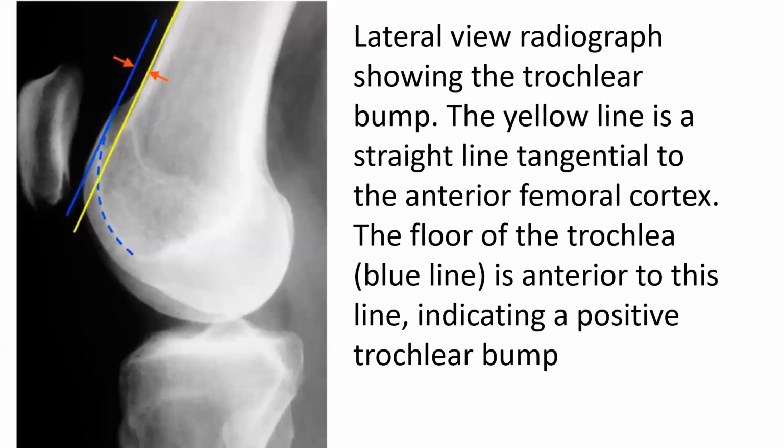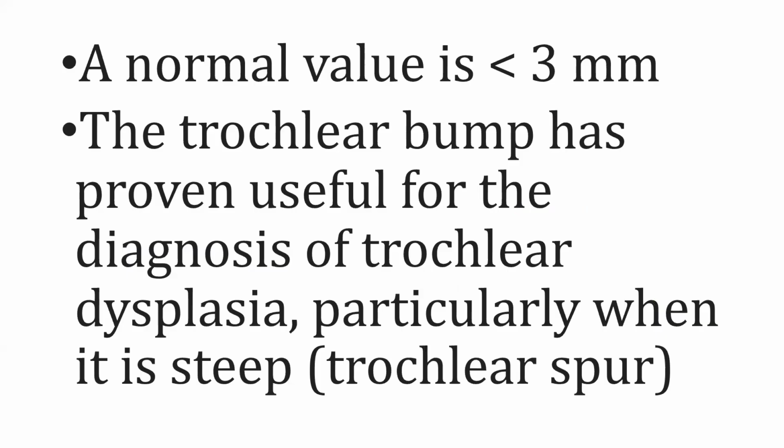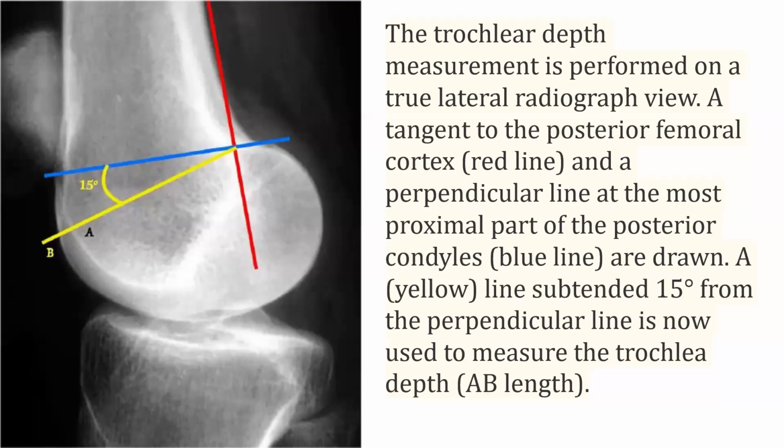So this is the trochlear bump. The trochlear bump is measured by drawing a line anterior to the femur, and a tangent parallel to that line on the bump, and you measure it. If it's greater than 3 millimeters, this is pathologic. If it is less than 3 millimeters, it is not. This is the trochlear spur, and this is how different measurements are done. I want to show you.